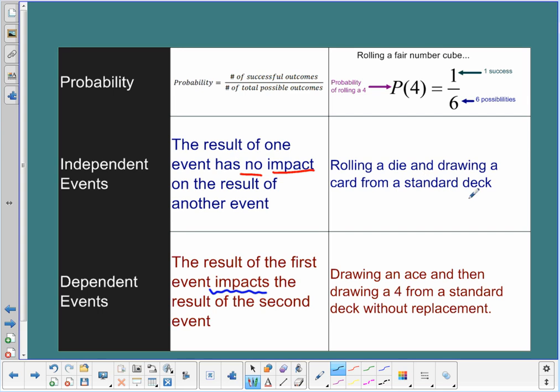then drawing a card from a standard deck of cards, those two things have nothing to do with each other. When I roll a die, it doesn't impact the standard deck. When I draw a card, it doesn't impact the die. So these are independent of each other.